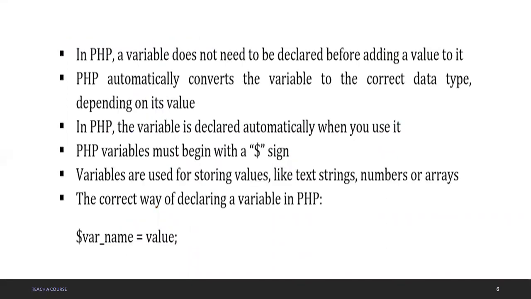In PHP, a variable does not need to be declared. PHP automatically converts the variable to the current data type. We declare any variable with a dollar sign. We can store any value in that variable, like text, string, number, or an array. The basic syntax to declare a variable is dollar, variable name, equal to value.